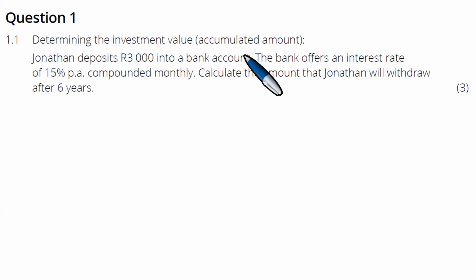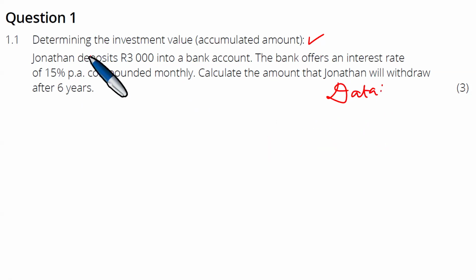Determining the investment value, which is the accumulated amount. Jonathan deposits 3,000 into a bank account. The bank offers an interest rate of 15% per annum compounded monthly. Calculate the amount that Jonathan will withdraw after 6 years. How much will Jonathan withdraw after 6 years? So there's something we call the data.